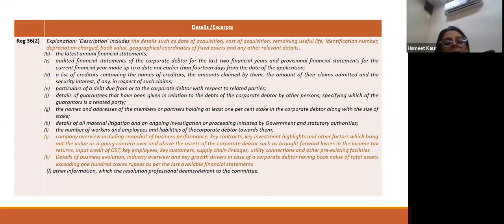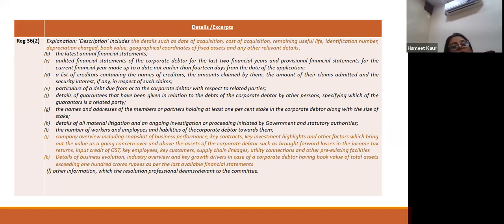Description would include details such as date of acquisition, cost of acquisition, remaining useful life, identification number, depreciation charge, book value, geographical coordinates of the fixed assets, and other relevant details of the assets.